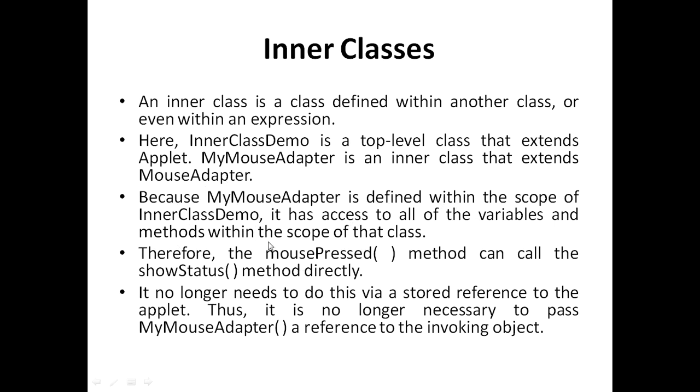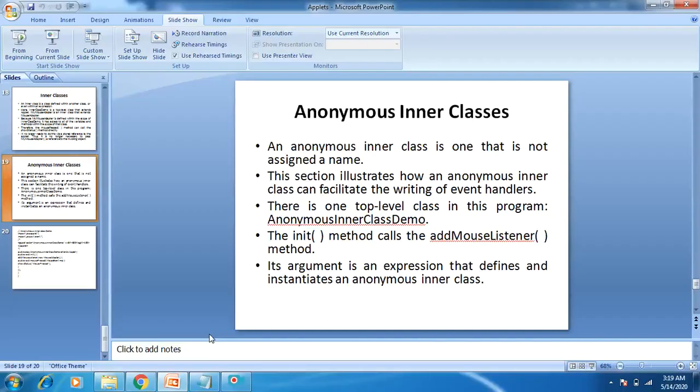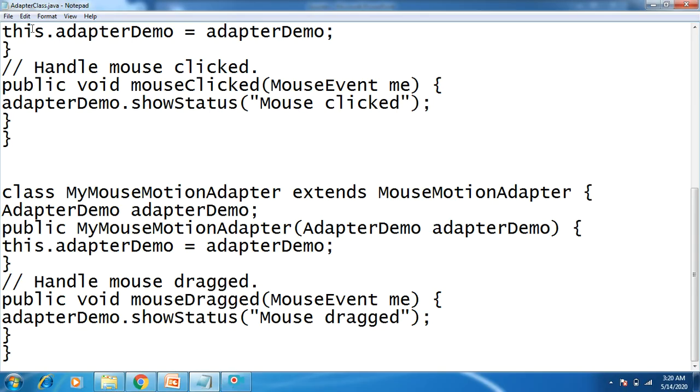Therefore, the mousePressed method can call the showStatus method directly. You need not create an object of that and call it through that. So it no longer needs to do this via a stored reference to the applet. It is no longer necessary to pass any reference to the invoking object. So we'll see an example of it. Inner class.